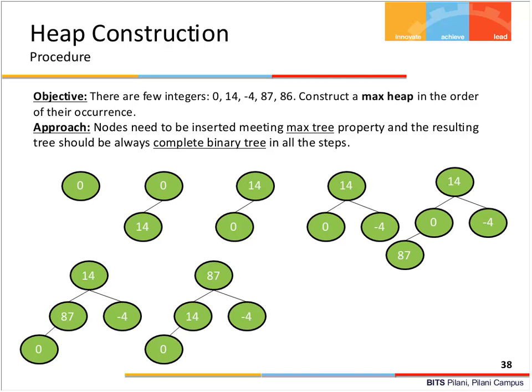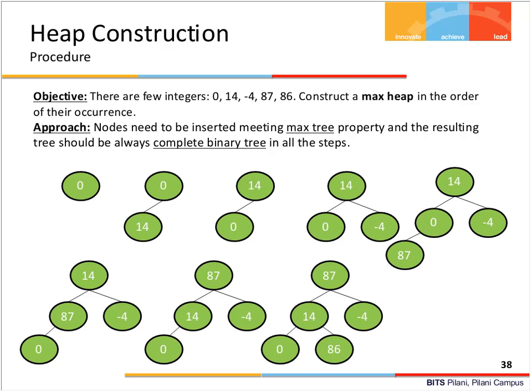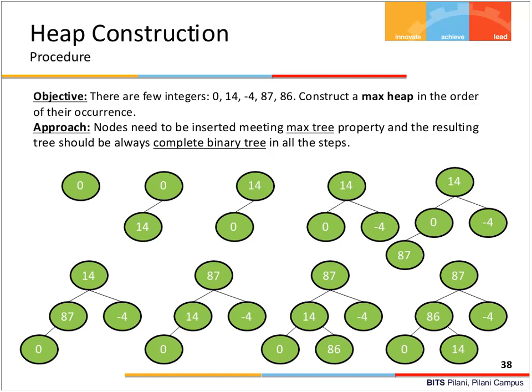Now the last node is 86. So I would insert it as the right child of 14. Why is it so? Because I need to maintain the tree as complete. I cannot violate that property. But when I insert 86 as the right child of 14, my max property is gone. So I will swap 86 and 14. And the final tree, if you see, is complete also, and it is a max tree also. So this is the final max heap. If you are asked a question like this in the mid-sem exam, this is what is expected.